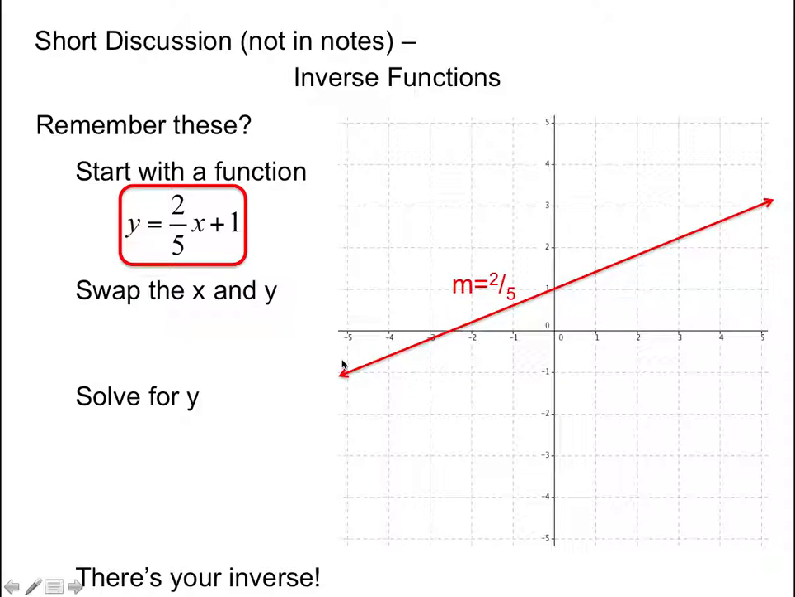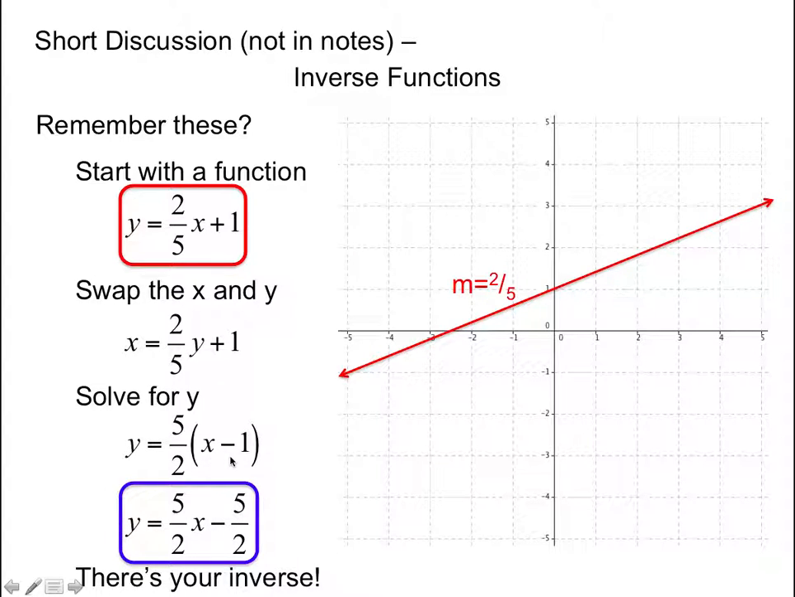Here's that line. When we're talking about an inverse, we swap the x's and the y's and then we solve for y. So I'm going to swap my x and my y, and then solve for y. I'm going to subtract 1 from both sides, and multiply by the reciprocal. So I subtracted 1 and multiplied by 5/2. Here is your inverse function. If we graph this one, we get a slope of 5/2 and an intercept of -2.5. So there's -2.5, and then we go up 5, right 2.